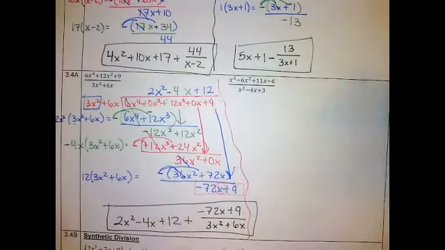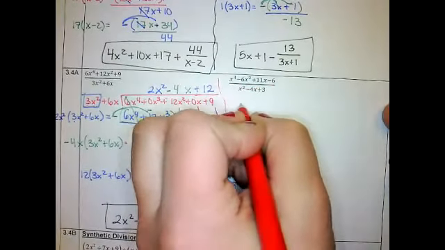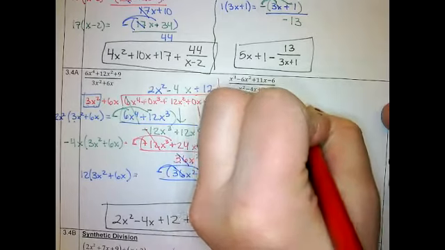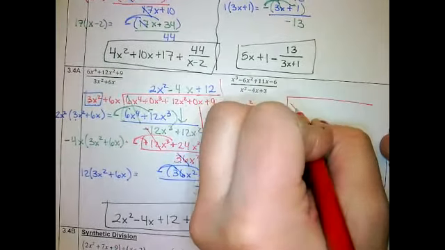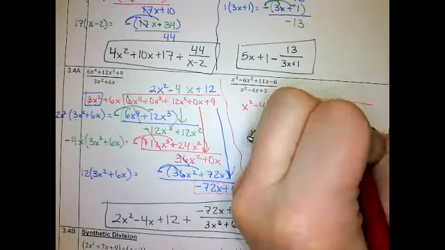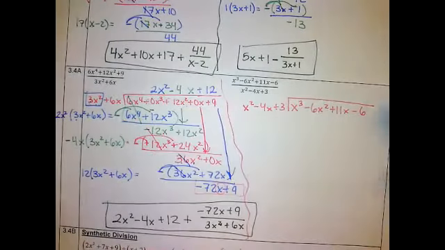Let's go ahead and try one more problem here. So I've already got all my terms, so I'm going to go ahead and write this problem out. X squared minus 4x plus 3, and I have x to the third minus 6x squared plus 11x minus 6. So let's go ahead and do our division.